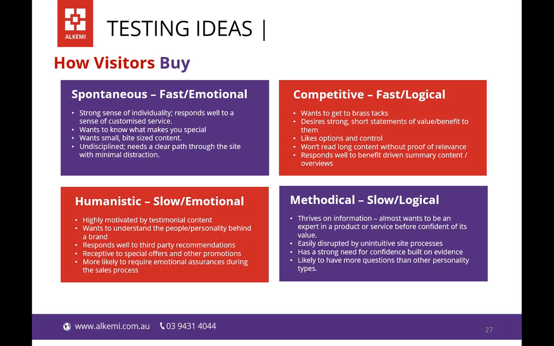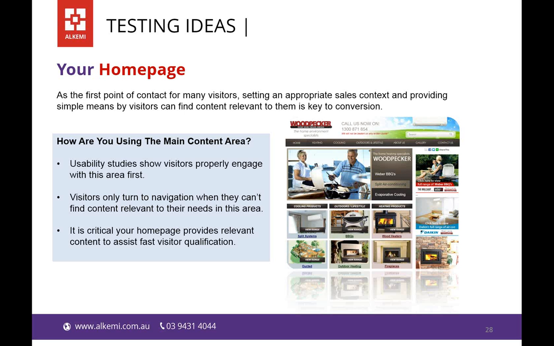Humanistic personalities, on the other hand, are more interested in what other people have to say, so they respond well to testimonial content and the like. And then finally, methodical. In terms of methodical personalities, excuse me, these are people who just want all the detail, they want all the information, and in some ways almost want to be more of an expert, I guess, in your product offering than you are before they feel confident to buy. So you need to prove to them that you're at the top of your game and give them plenty of evidence to back up that assertion.